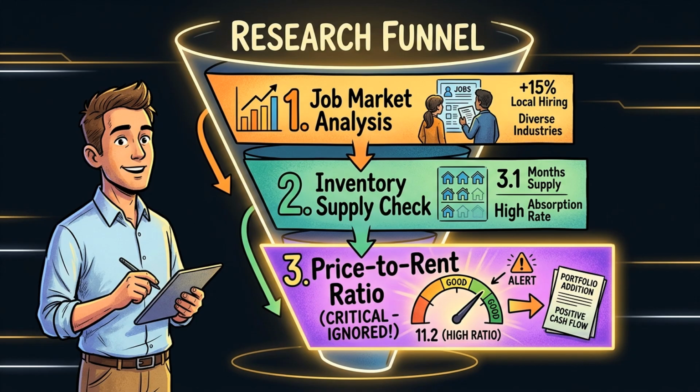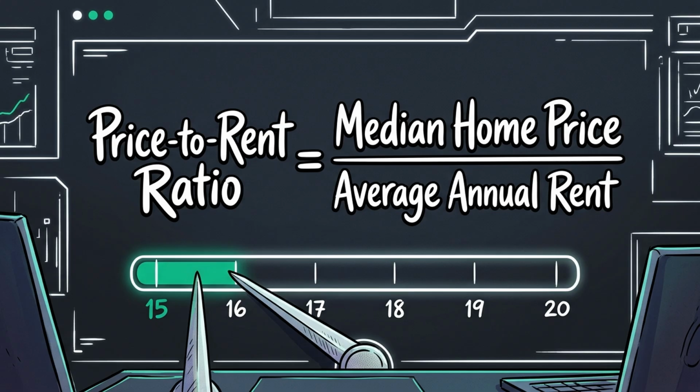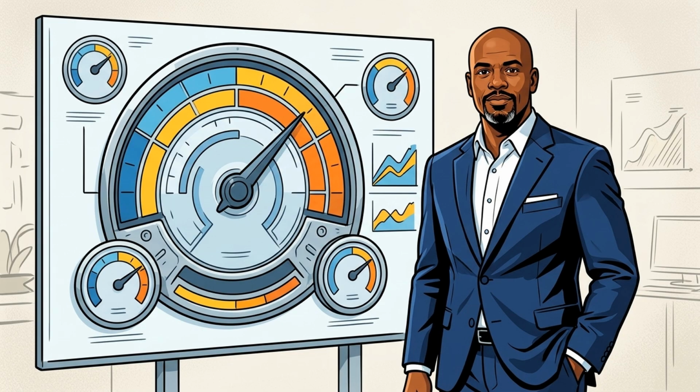Okay, now for the part I have been saving for you. This is the third method, and honestly, it is the one that most real estate investors completely ignore. It is called the price to rent ratio. This is the gold standard for determining if a market is actually overpriced or if it is a smart place for a long term hold.